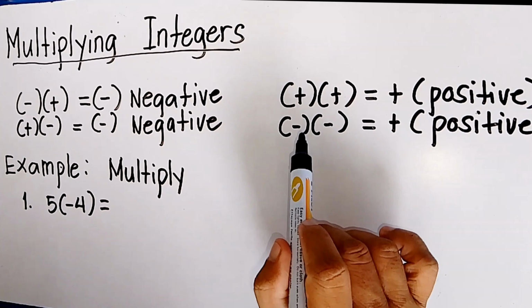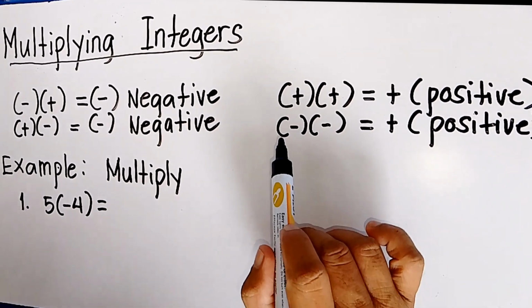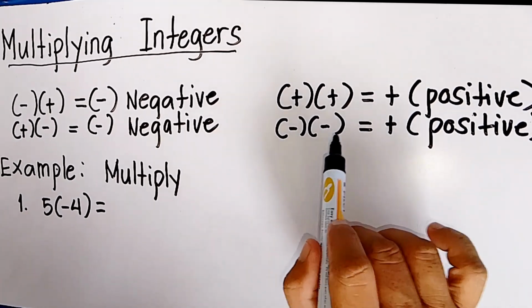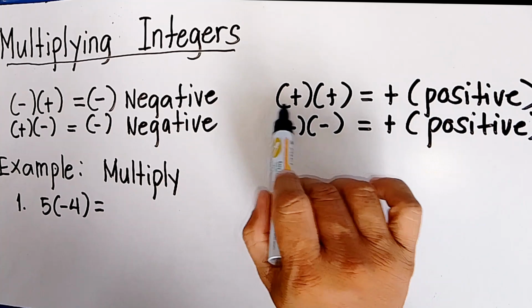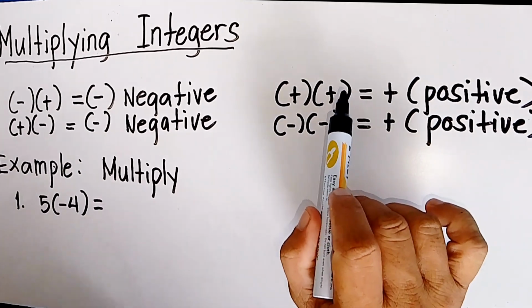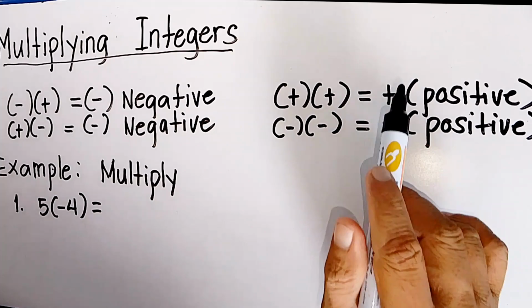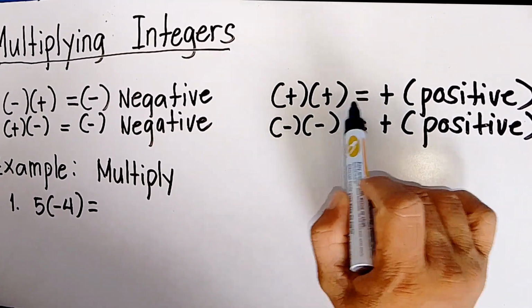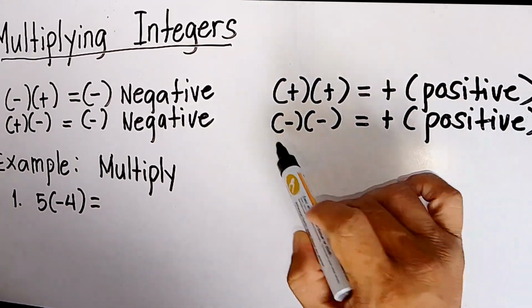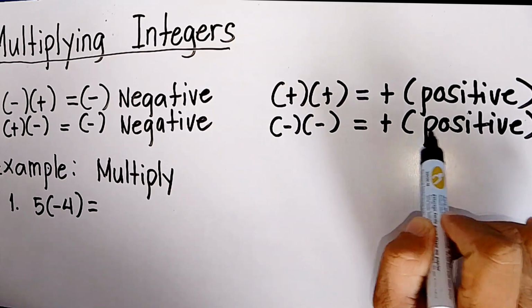Okay, our second rule is the product of two integers with the same sign. Considering this one, the product is always a positive. Okay, positive times positive is always positive. And negative times negative is always a positive.